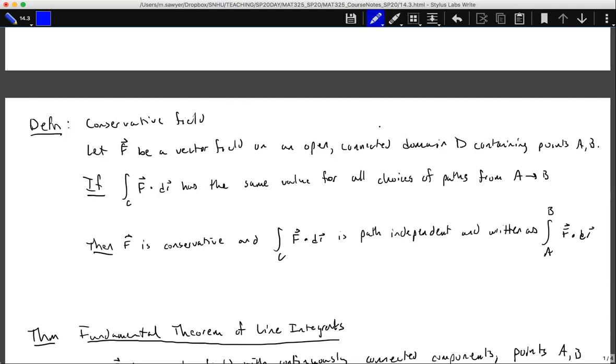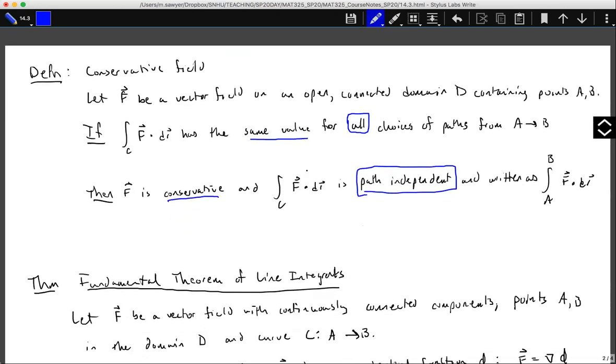So if F is a vector field on an open connected domain containing 2 points A and B, and the line integral along C over the vector field has the same value for all choices of paths from A to B, then we say F is conservative and the line integral is path independent, and we write it as the integral from A to B of F dot dr.